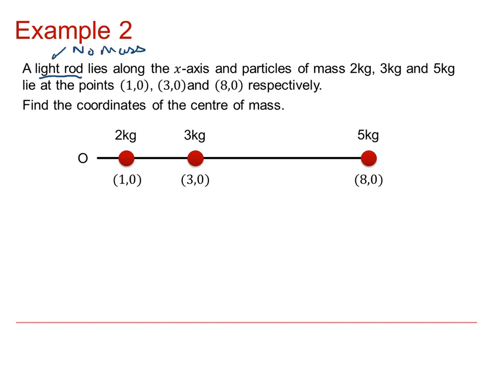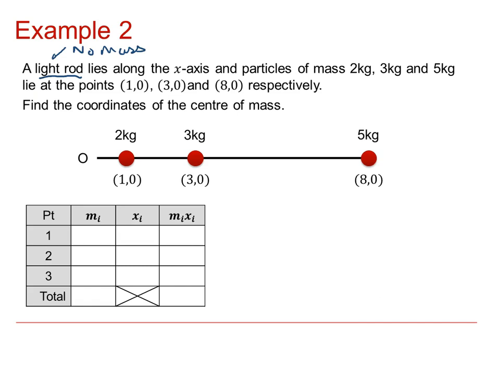Now we can use the idea of symmetry here to realize that the center of mass must be along this line from O. So in other words, the y value is going to be 0. And to calculate the x value, then one way of doing this is to use a table.